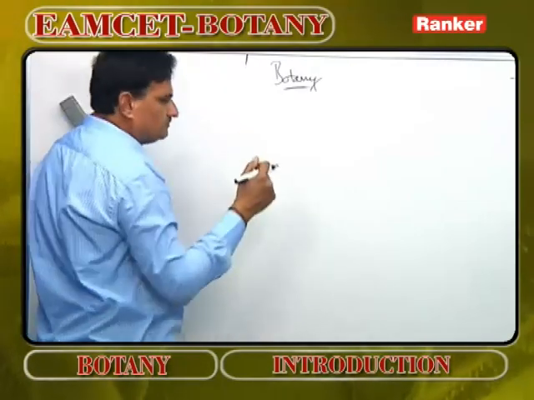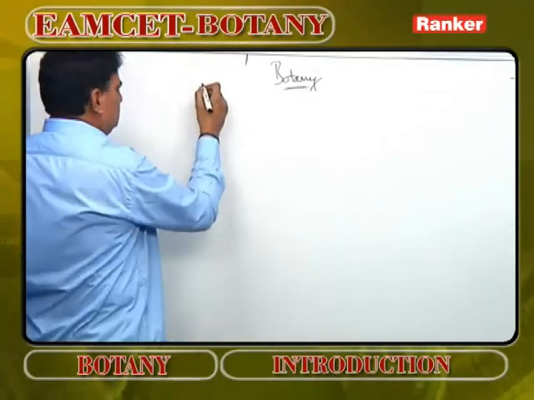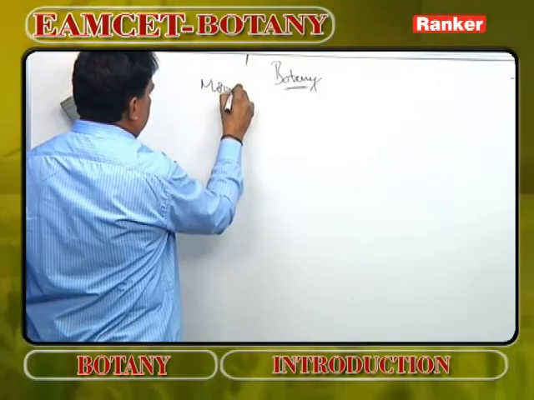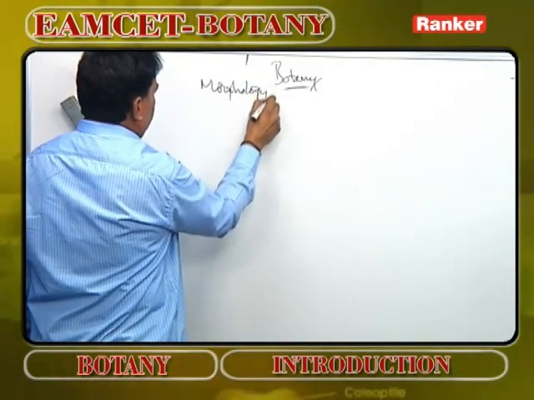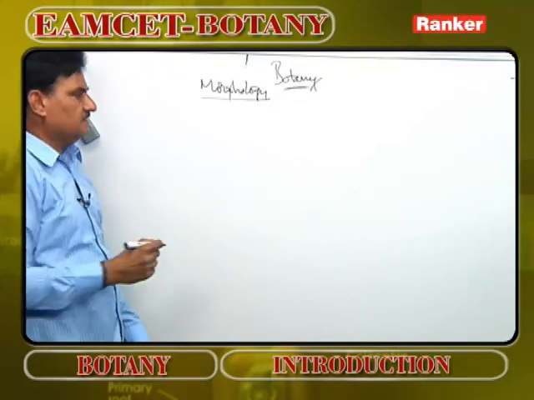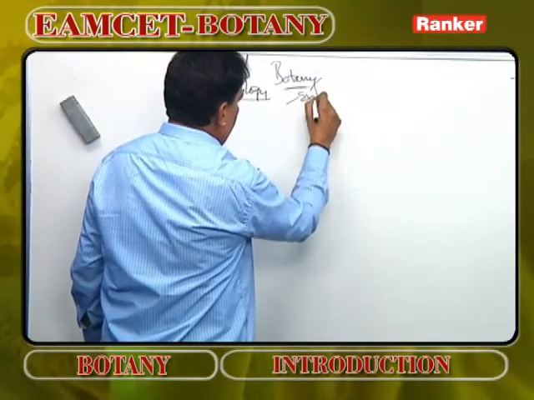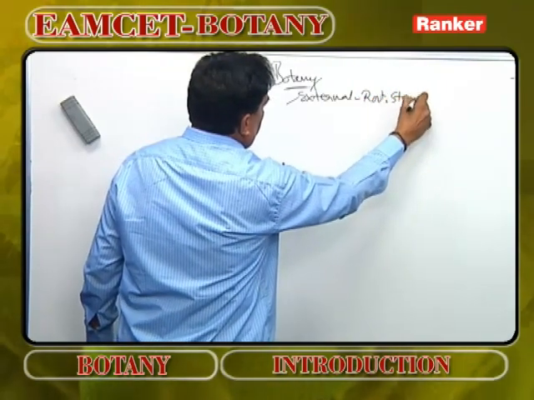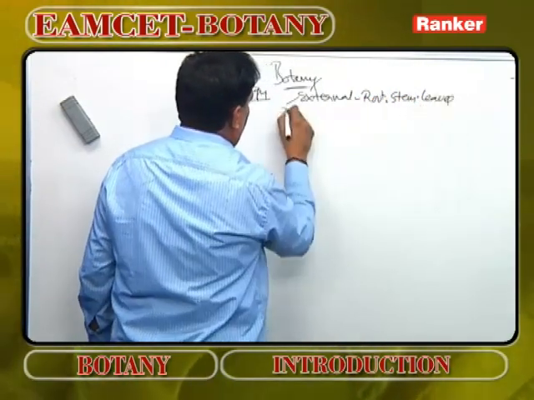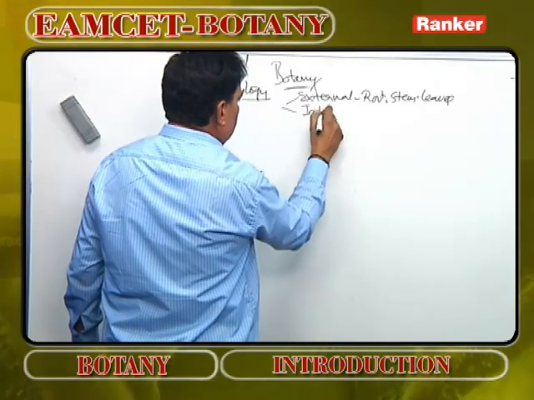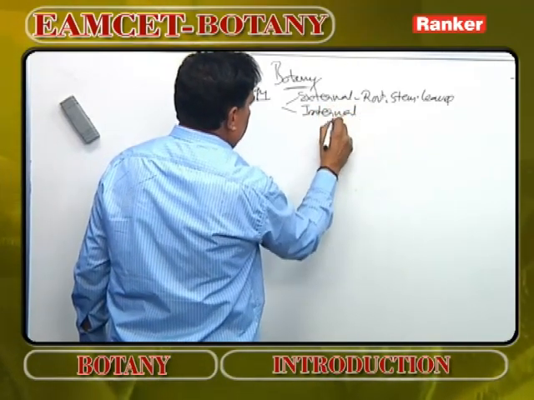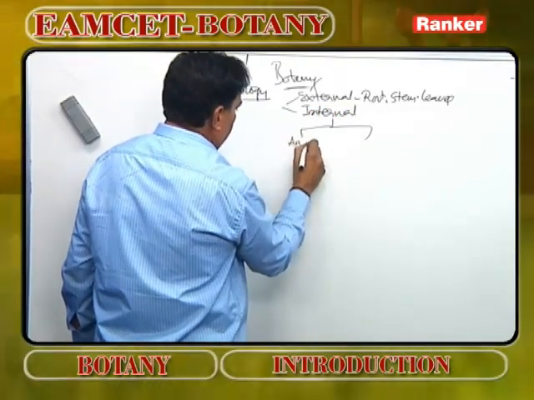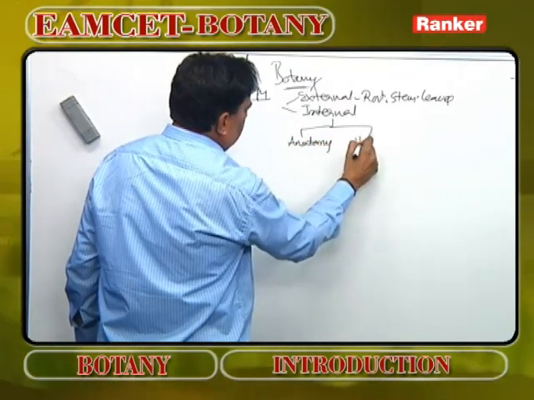Then coming to the branches, there are so many branches in botany. For example, morphology. Morphology deals with external characters of a plant. It may be external morphology like root, stem and leaves. There may be internal morphology. Internal morphology is divided into two types: anatomy and histology.